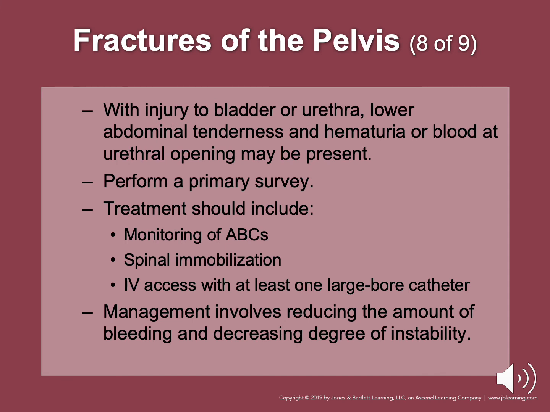Methods of stabilization include application of a PASG or pelvic binder, or just tying a sheet around the pelvis. If you're going to tie a sheet, which is usually the most common way, make sure you pull a lot of traction on that sheet itself. Once immobilized on a long backboard, the patient should be rapidly transported to a trauma center. Administer IV fluid and avoid hypertension.